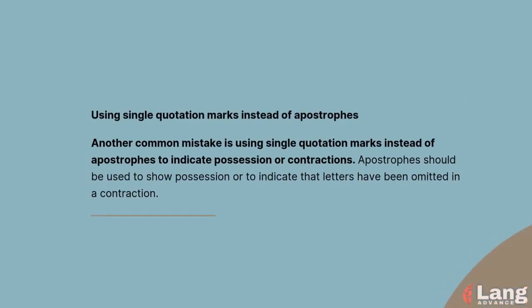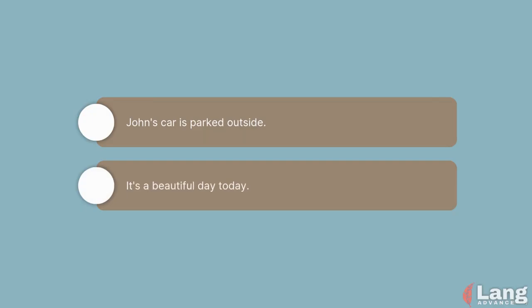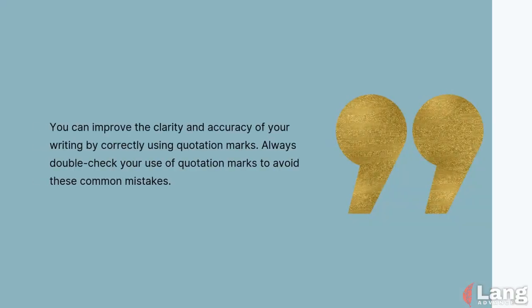Using single quotation marks instead of apostrophes. Another common mistake is using single quotation marks instead of apostrophes to indicate possession or contractions. Apostrophes should be used to show possession or to indicate that letters have been omitted in a contraction. For example, "John's car is parked outside." "It's a beautiful day today." You can improve the clarity and accuracy of your writing by correctly using quotation marks. Always double-check your use of quotation marks to avoid these common mistakes.